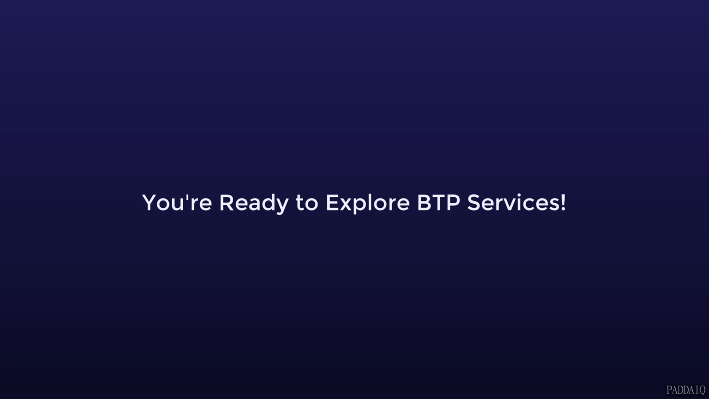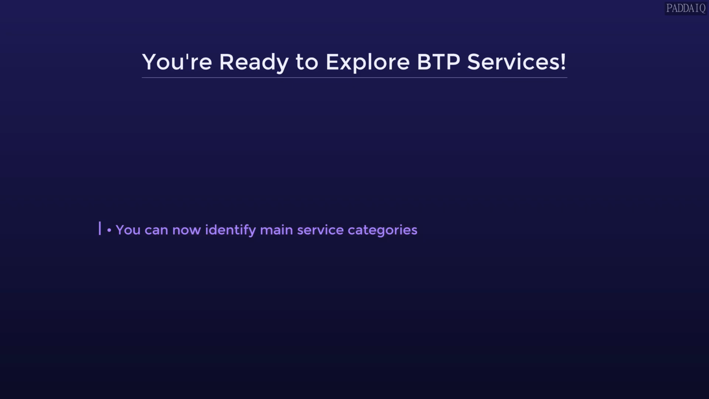You are ready to explore BTP services. You can now identify main service categories. This means recognizing the four primary groups: database and data management, analytics, application development and integration, and intelligent technologies. For example, a company uses analytics services to create real-time sales dashboards. Mastering these categories helps you navigate BTP effectively.